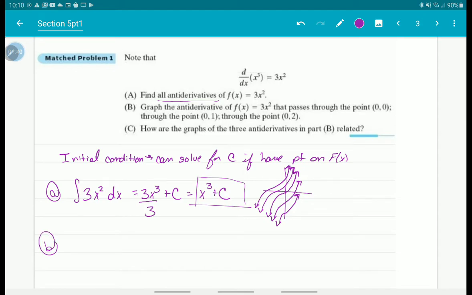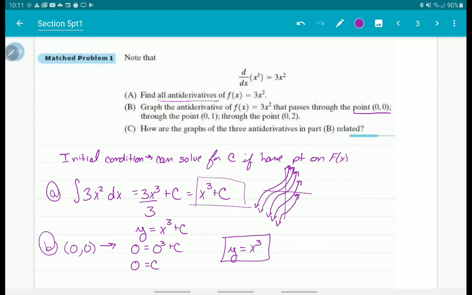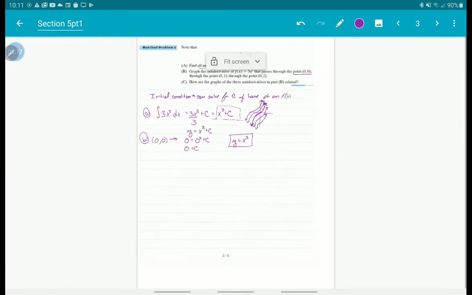So in part B, they're asking us to find the antiderivative that passes specifically through the point 0, 0. They're giving us an x and a y coordinate. So we have the antiderivative y equals x cubed plus c. We have information to plug in, and we can figure out what c is. So my antiderivative here would be y equals x cubed plus 0, which would be y equals x cubed. That would be the function that goes through the origin. That's your original parent function there.